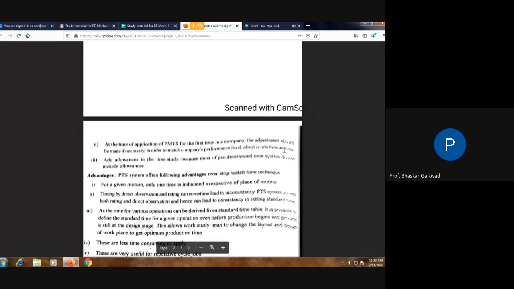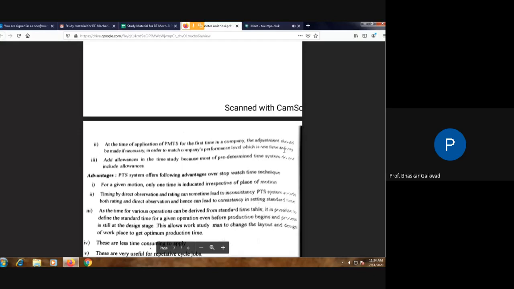First, for a given motion, only one time is indicated in respect of place of motion. Correct. So for one act, grasping is the one activity. So we have to decide only one time in respect of place of motion. Place is not important. For grasping, we have to give this much. For reaching, we have to give this much time. So this is the advantage. Any place we can give only one time.